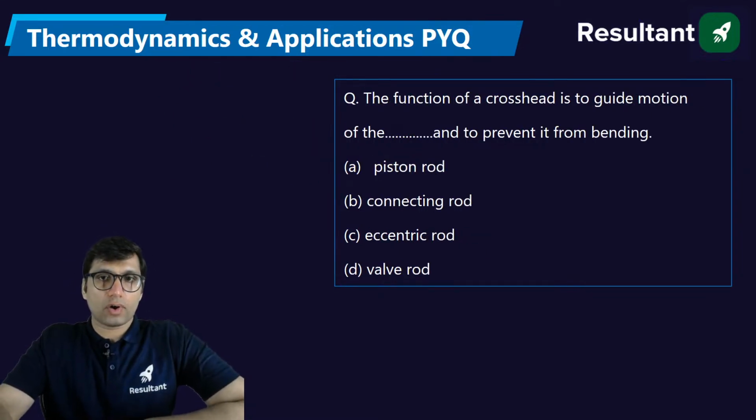The function of a crosshead is to guide the motion of the dash and to prevent it from bending.